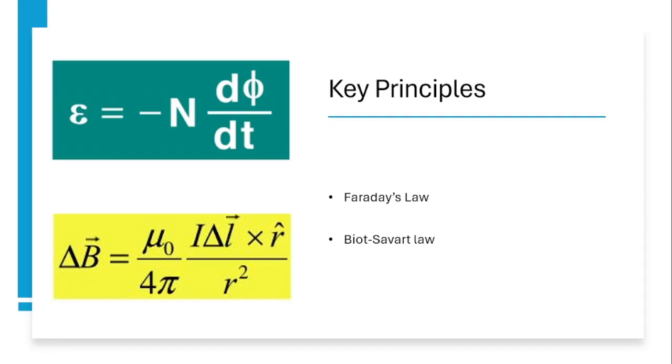For the key principles, the main one that we're going to be using is Faraday's law, which states the relationship between EMF and dΦ/dt, which is the change in flux through a surface. So a change in flux is going to induce a current. And then we also have the Biot-Savart law, which gives the relationship between the magnetic field and current.